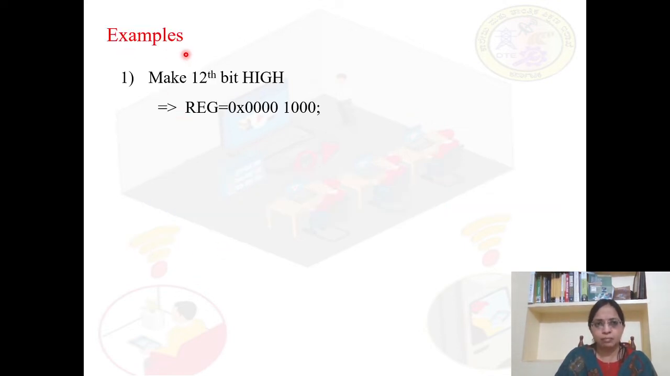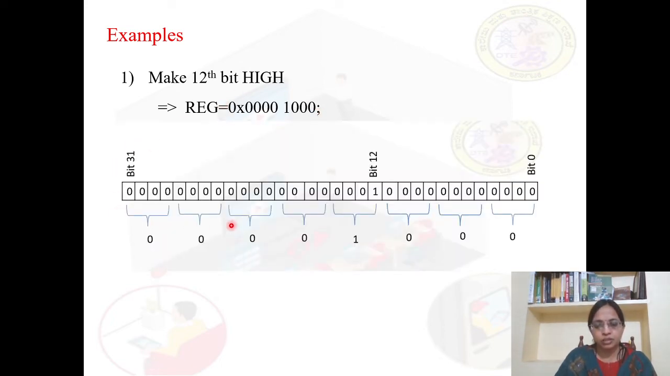Now let us see some examples. Suppose I want to make the 12th bit high. Then what is the bit pattern that I have to write? Okay. So here I have written the value REG = 0x00001000. So how did I get this number? It's very simple. Consider this 32-bit pattern of the register. In the 12th place, you just have to write 1. And as I told, group 4 binary bits and write down the equivalent hexadecimal number. Okay. So this will give me this number.